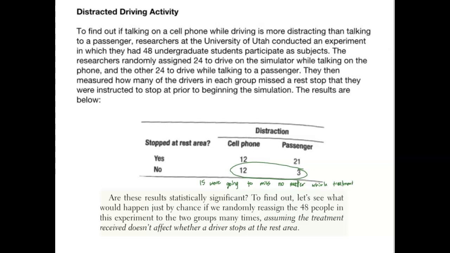Okay? So what I'm saying is, let's pretend for a second that those 15 people were just going to miss the rest stop. They're just forgetful people, right? And it didn't matter if they were on the cell phone or if they were talking to a passenger. So what we could then do is create a simulation where I'm going to use the numbers 1 to 48. Those numbers are going to represent the people in my group. Now, numbers 1 through 15 represent the people who missed the rest stop, right?